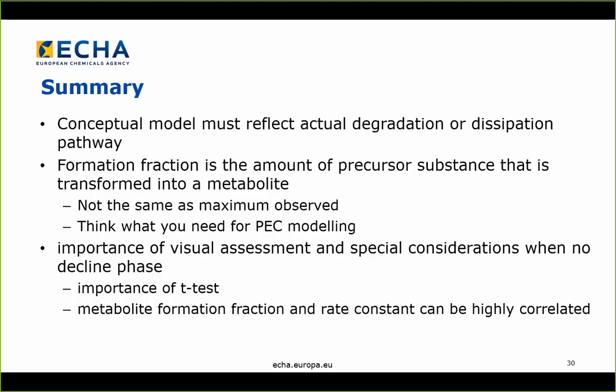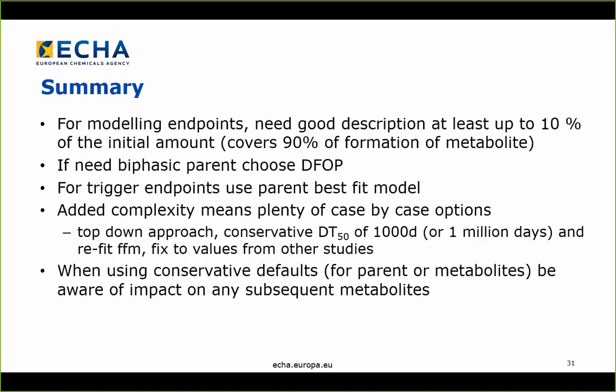Remember the importance of visual assessment and those special considerations when there's no decline phase. So think about the importance of the t-test to test whether that metabolite rate constant is significantly different from 0. And remember that metabolite formation fraction and rate constant can be highly correlated, and that's particularly an issue, again, where you've got no decline phase. Modelling endpoints, good description of your parent precursor, at least up to 10%, because that covers 90% of the formation of the metabolite. If you need a biphasic parent, I would say use DFOP because of the advantages of being able to combine endpoints and have those fast and slow phases.